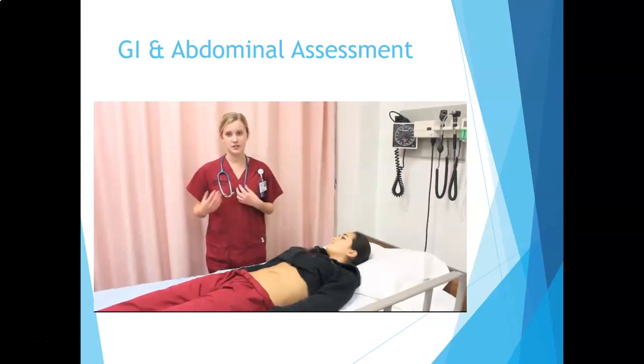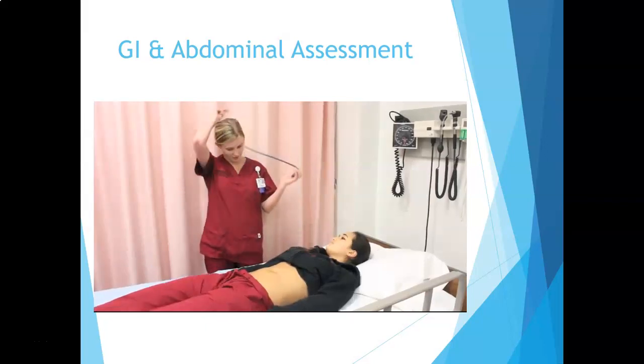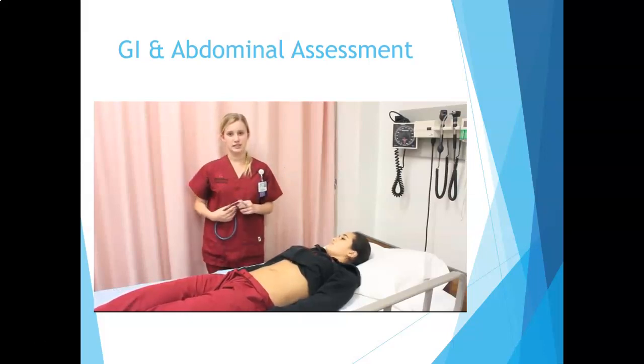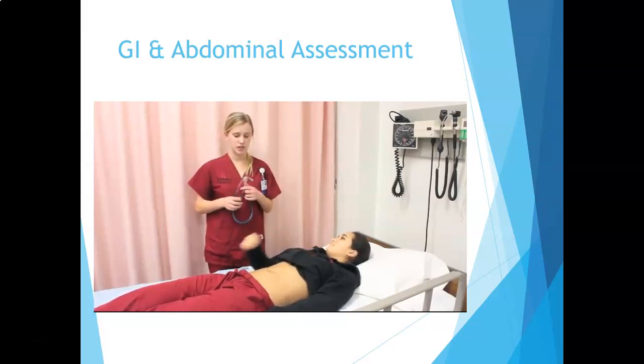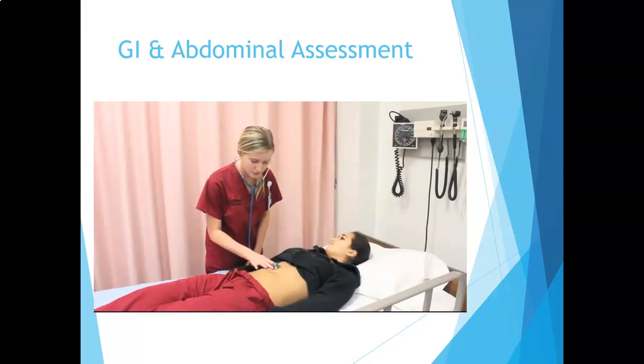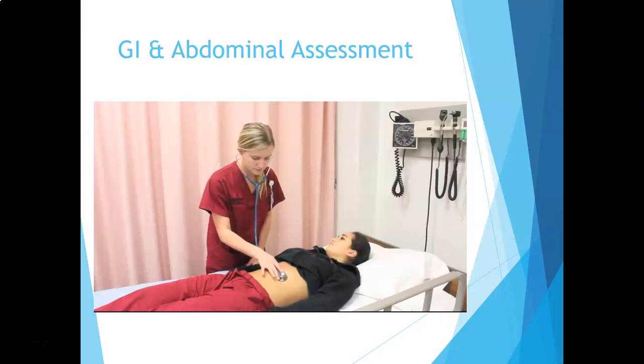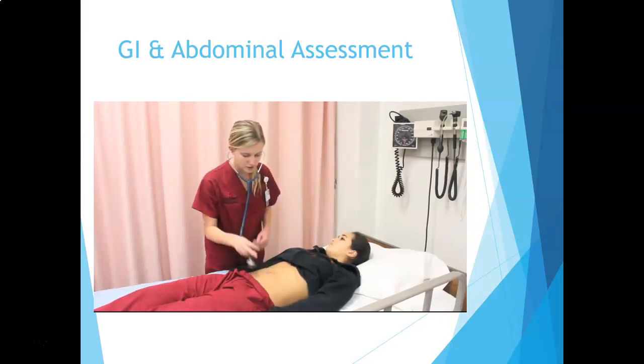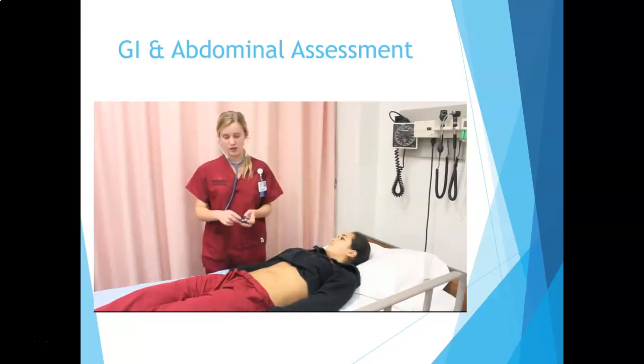So next I'm going to do auscultation. So I'm going to take the diaphragm with the stethoscope, and I'm going to listen to bowel sounds in all 4 quadrants. I'm starting with the lower right-hand quadrant and moving clockwise. And normally you would listen for 15 seconds in each quadrant. And she has normal active bowel sounds in all 4 quadrants.